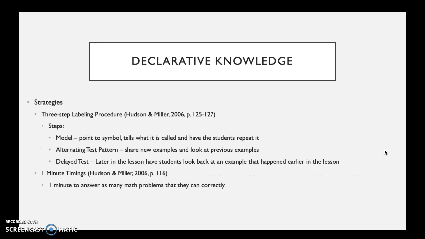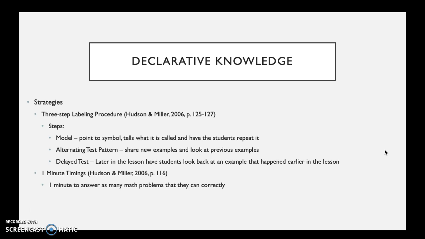Declarative knowledge. Strategies are again vital in this form of knowledge development. Here, teachers can use the 3-step labeling procedure and the 1-minute timings. The 3-step labeling procedure has 3 steps that must be used. The steps are modeling, alternating test pattern, and delayed testing. Modeling is pointing at an object and naming it. Then the student will repeat the naming back and forth until they learn it.